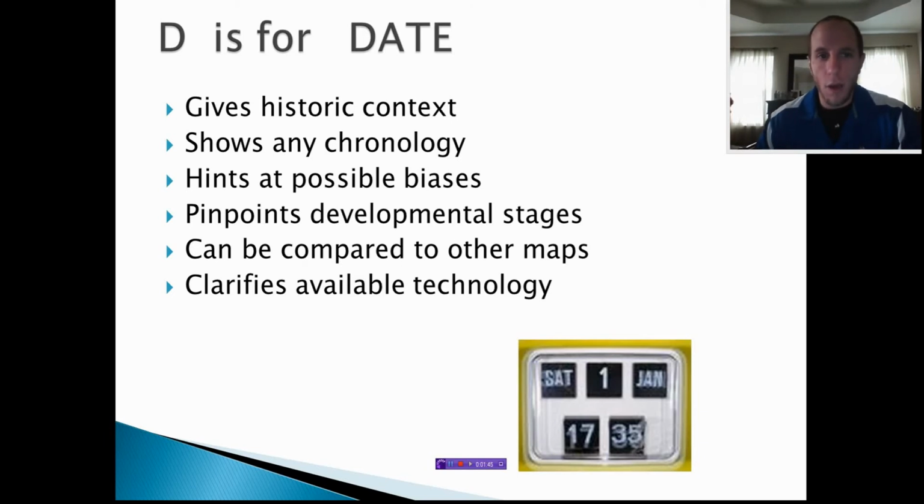to show historic context. Other things here, hints at possible biases. I'm going to show you guys an example of where you've got bias in your maps. Some countries might not recognize other countries and might not even put them on the map, like North Korea. North Korea doesn't recognize South Korea and considers Seoul and South Korea to be part of North Korea, and just pretends like that's the case, right? You've also got issues with the East Sea. What in the world is the East Sea? Well, the Japanese might call it something different. We'll take a look. Pinpoints developmental stages, can be compared to other maps, and also clarifies available technology.